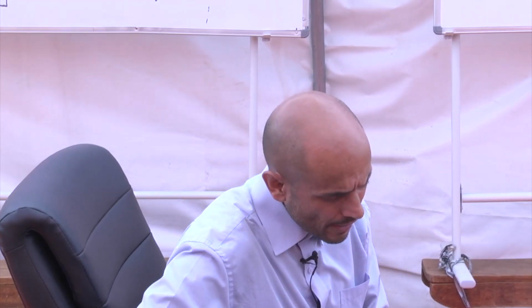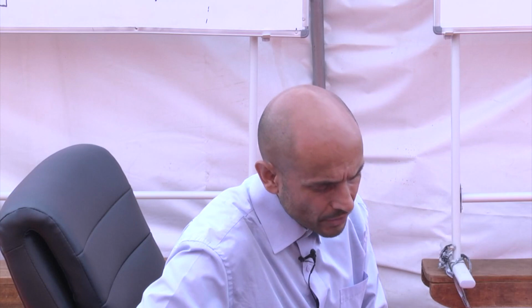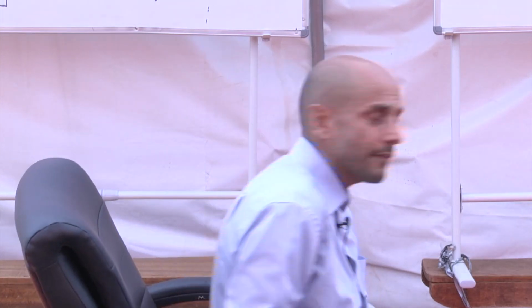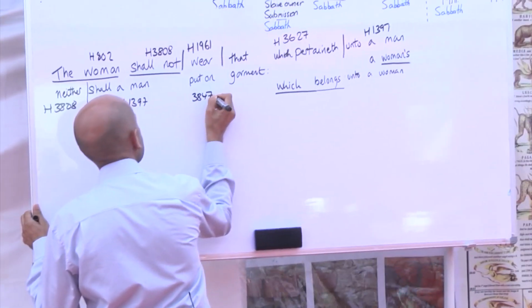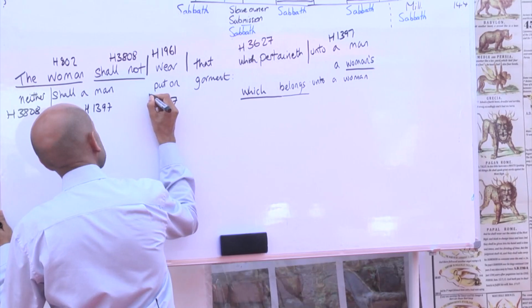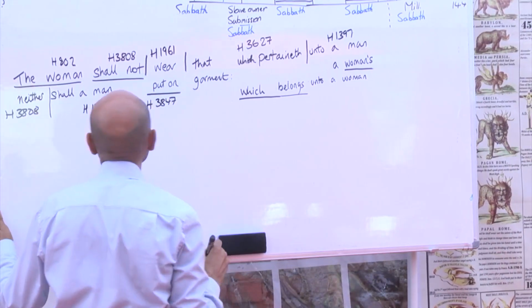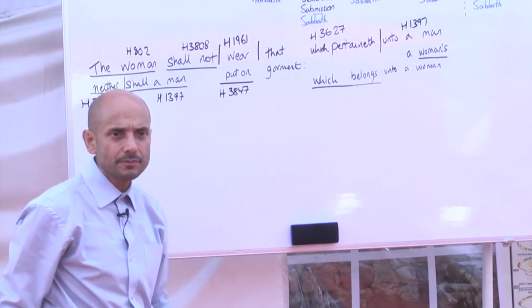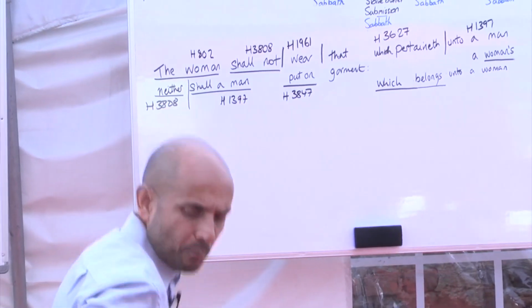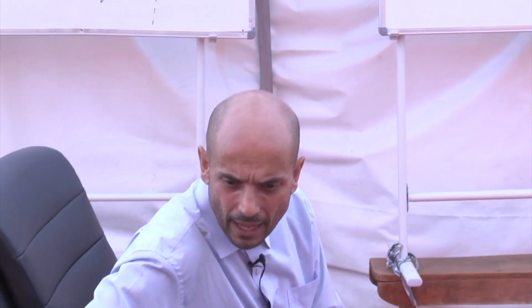Then we've got put. So you've got 3847, which I have. In my version, it's put on. And in your version, it just says put. The on is tucked over to the other side. And 3847.